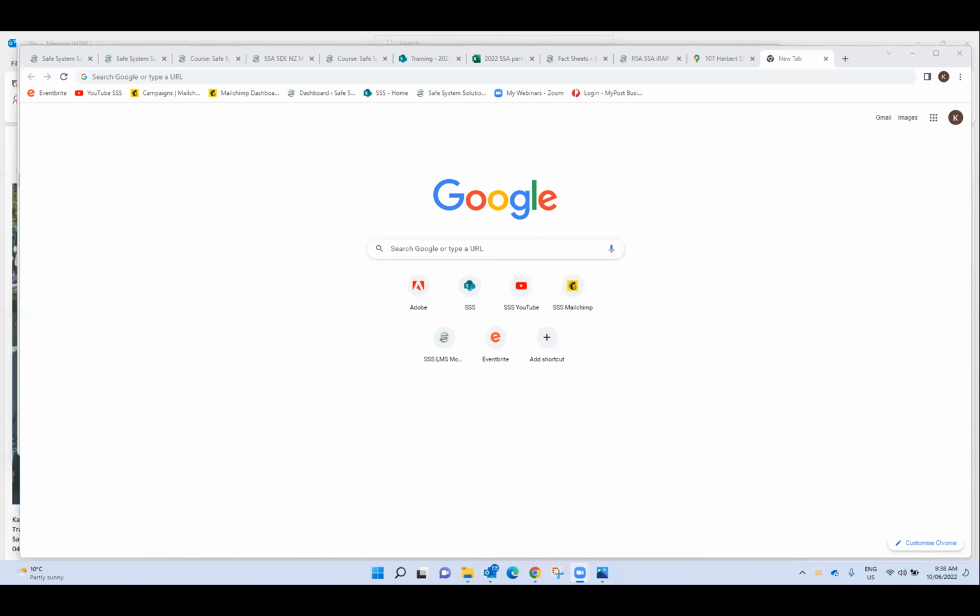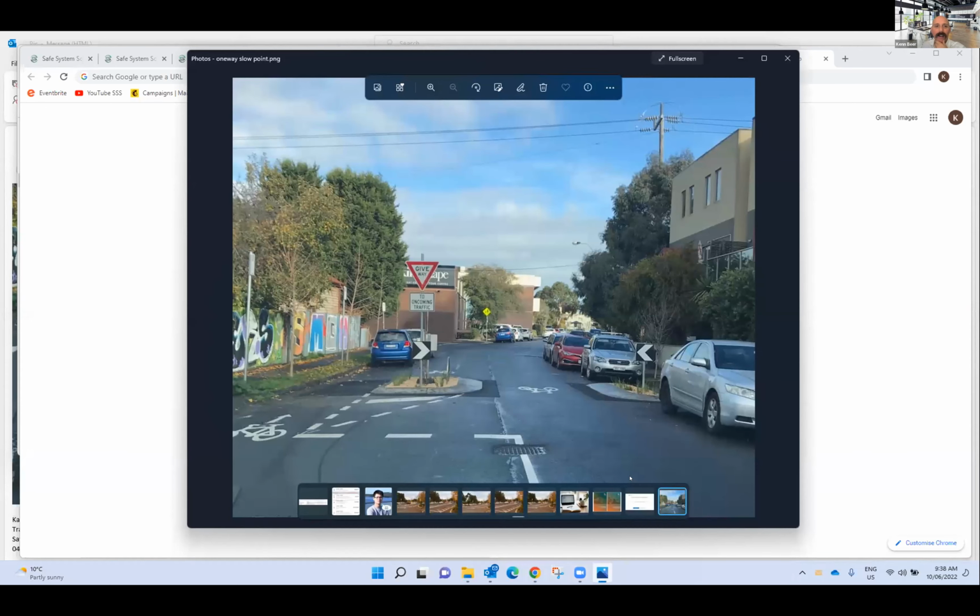Okay, let's see how we go. I wanted to bring this one up first. Are you seeing anything? Not yet. Not yet? Nope. Being too ambitious. Yeah. No. Oh, okay, yes. Oh, there's the cycle bypass. Yes, well done. So that's a one-way slow point. This is in my local neighbourhood. So yeah. Okay, back to our course.